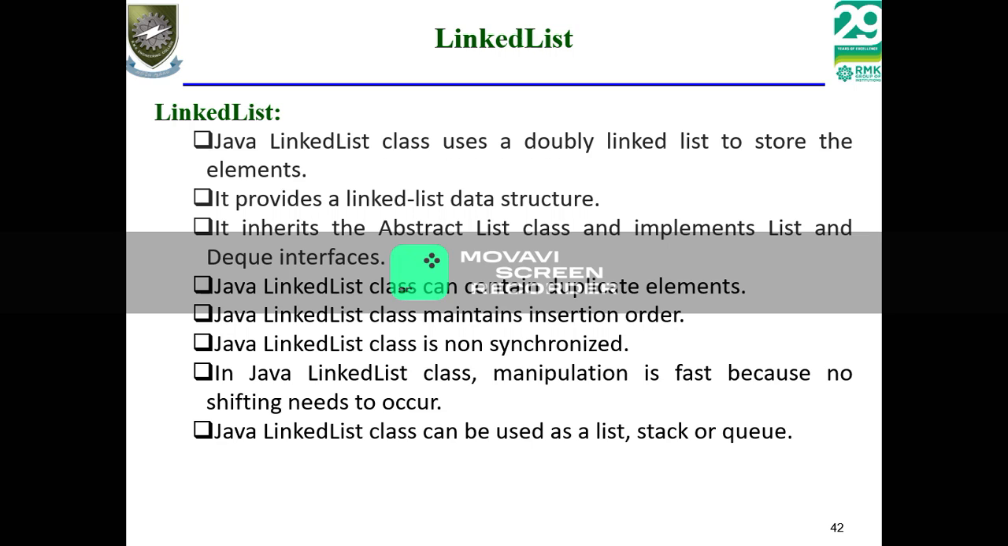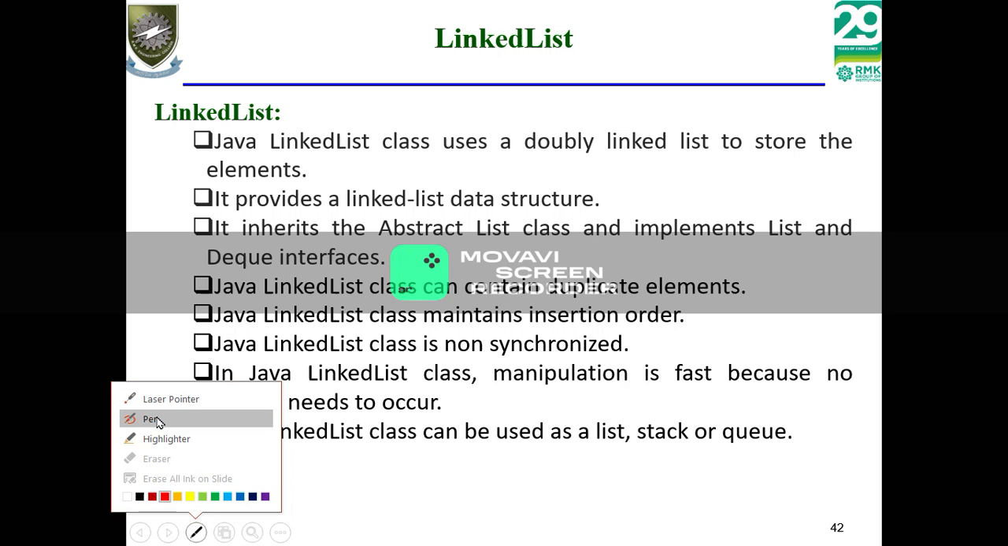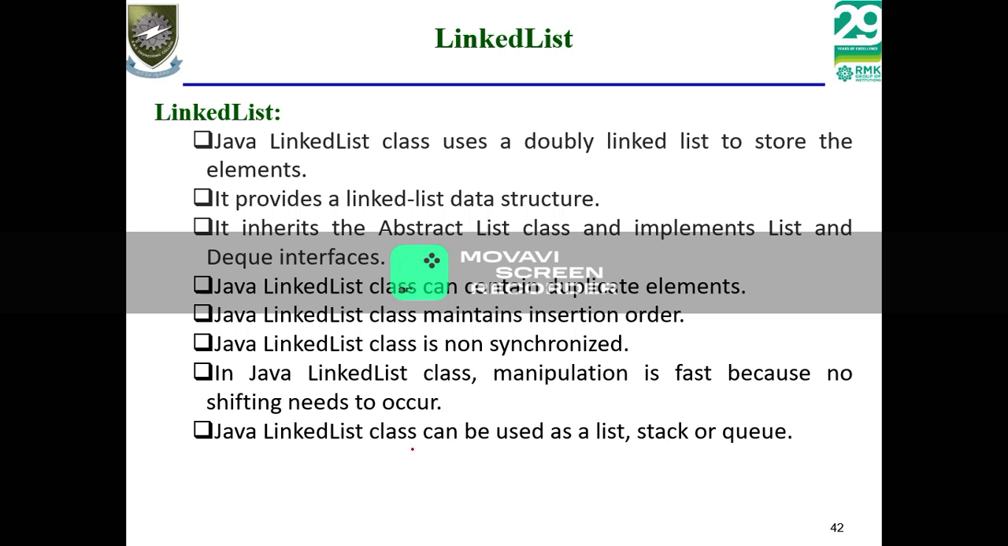Java linked list class uses a doubly linked list to store the elements. You know the structure of a doubly linked list. In a doubly linked list you will have nodes. Each node will have three parts: one is your data, this is the previous address, and this points to the next address. This is the representation of your doubly linked list.